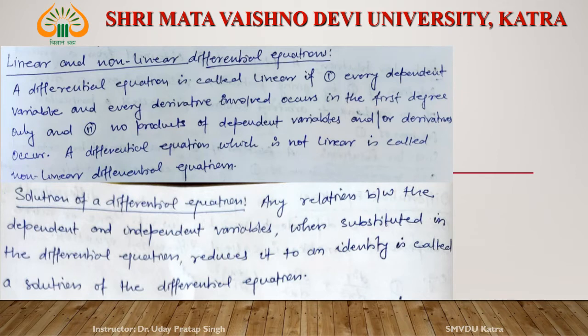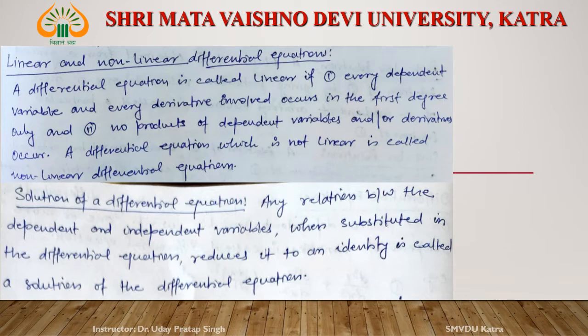A differential equation is said to be linear if it satisfies two conditions. Number one, every dependent variable and every derivative involved in the differential equation is of first degree only. And what is the second condition? The second condition is that no product of the dependent variable and or its derivative occurs in the differential equation.